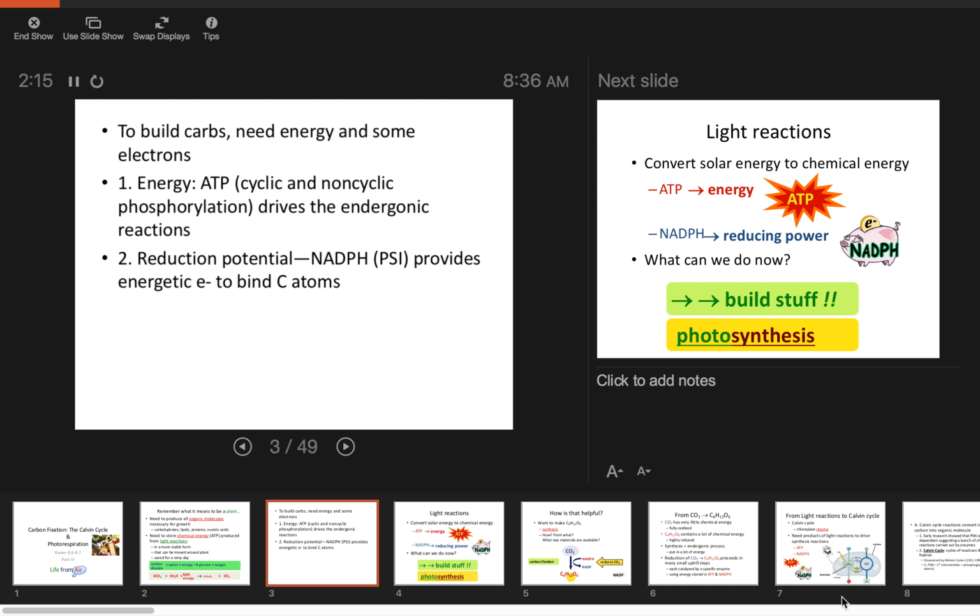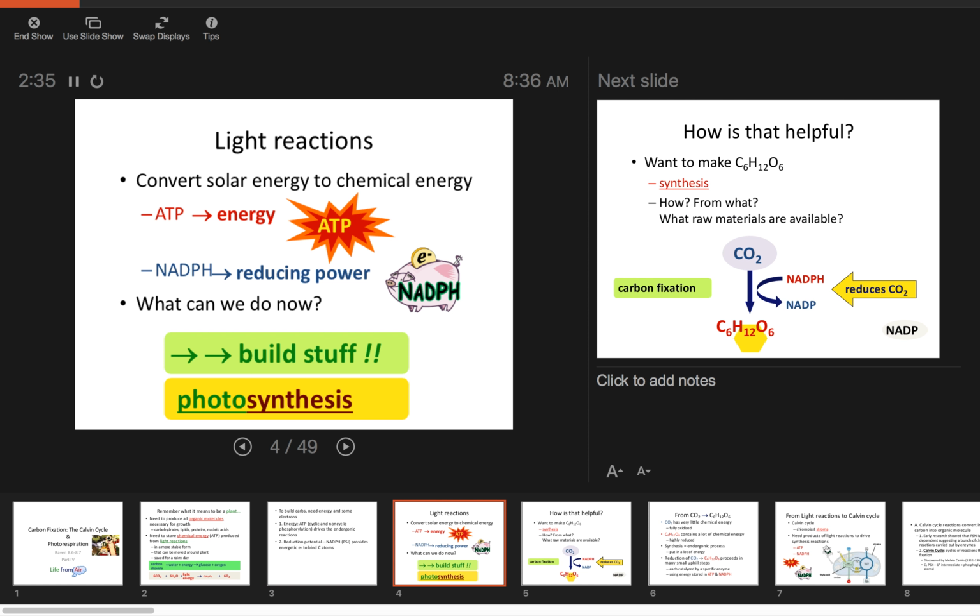So to build carbs, you need some energy and you need some electrons. And we have generated that energy, again, with the photosystems through cyclic phosphorylation. And we've also generated some electron carriers, NADP plus, to form NADPH. So we got the energy and some electrons. And so what can we do now? We can build stuff. And so the word photosynthesis means light put together. So with light and these materials, as well as some CO2, we can put together and build an organic molecule that the plants can use, store, and save for a rainy day.